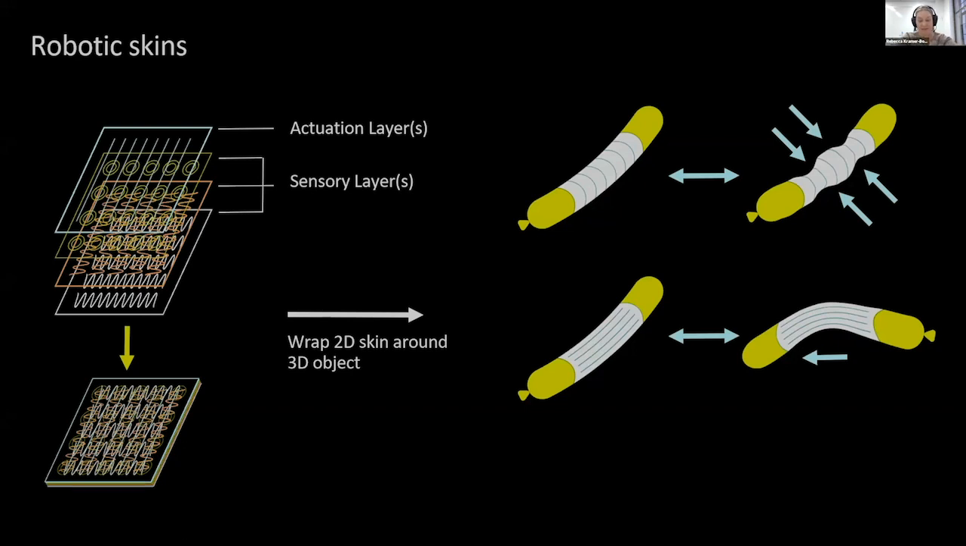We can wrap a robotic skin around an object to perform a task, and then remove the skin and wrap it around a different object to perform a different task. Or we can reorient the robotic skin on the surface of the same object.